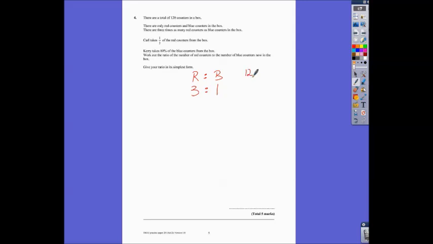So if we do 120, and 3 plus 1 is 4, so 120 divided by 4 is 30. So if we times each of these by 30, that means there must be 90 of those and 30 of those in the bag to start with. It then says that Carl takes a third of the red counters out. So a third of 90 is 30 again.